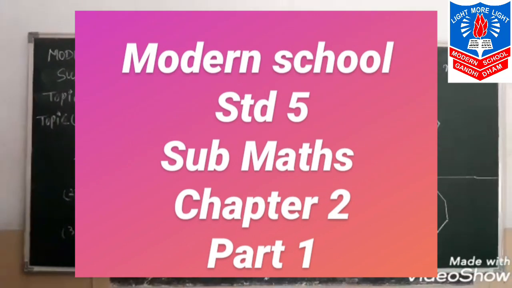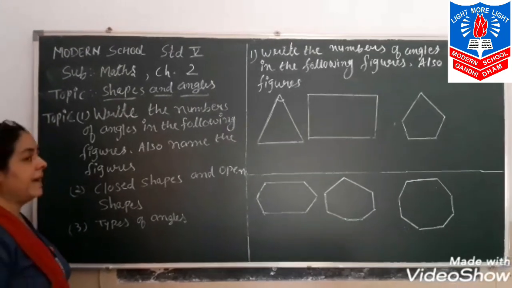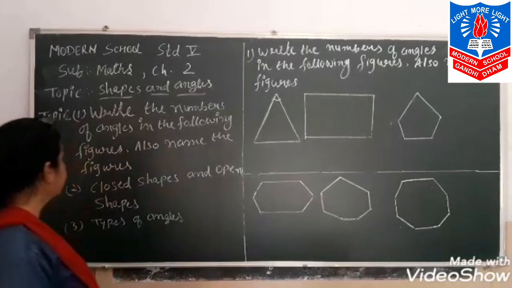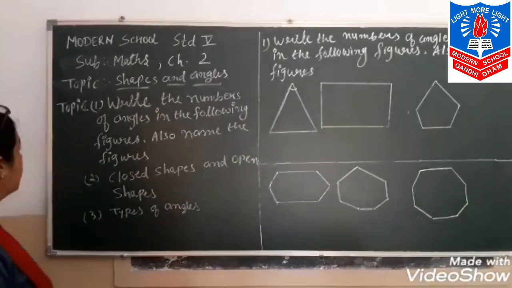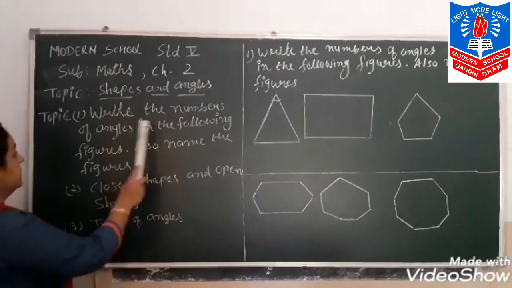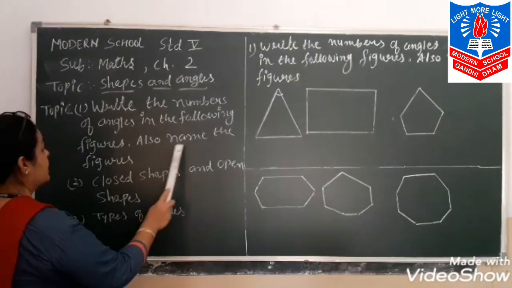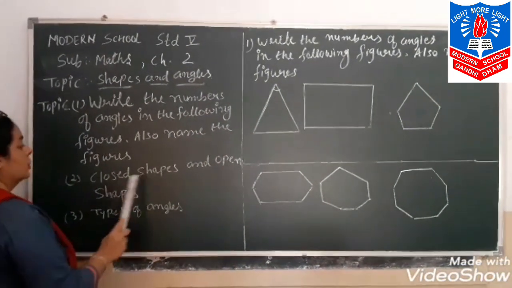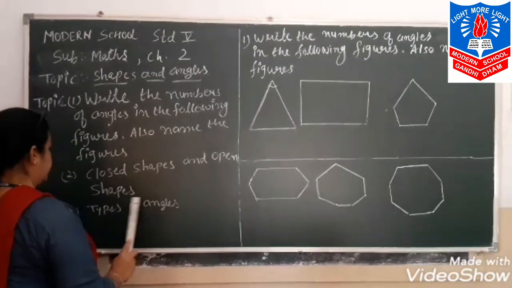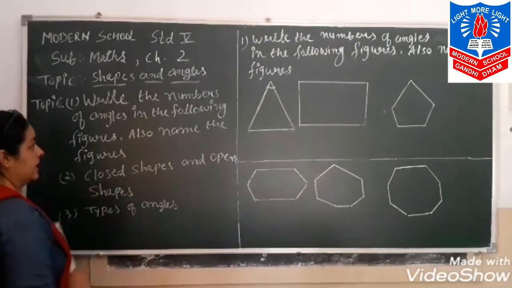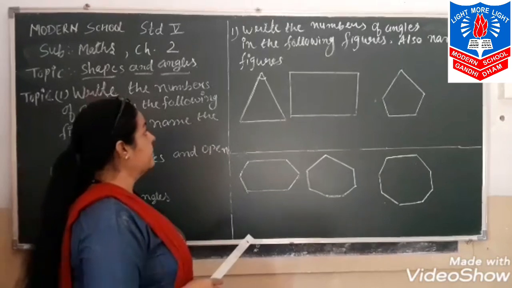Good morning students. Today we will learn subject Maths, chapter 2, topic shapes and angles. Topics we will cover: write the numbers of angle in the following figures. Also name the figures, closed shapes and open shapes, types of angle. Let's start with the first topic.